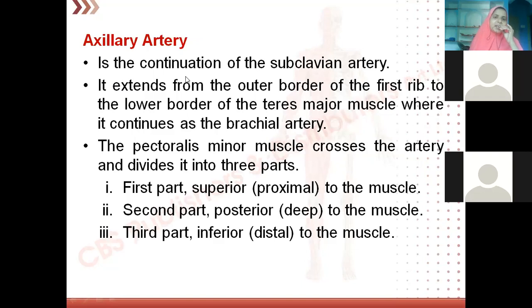The axillary artery is a continuation of which artery? Subclavian artery. It extends from the outer border of the first rib to the lower border of the teres major muscle. The continuation of the axillary artery is the brachial artery. The pectoralis minor divides the axillary artery into the first part proximal to the muscle, the second part deep or behind the muscle, and the third part below the muscle.